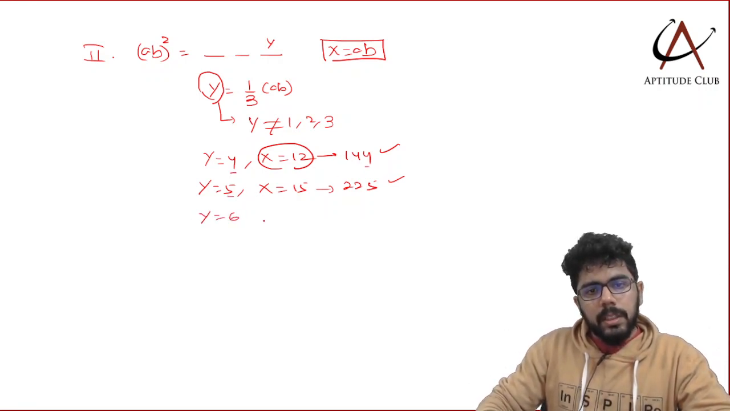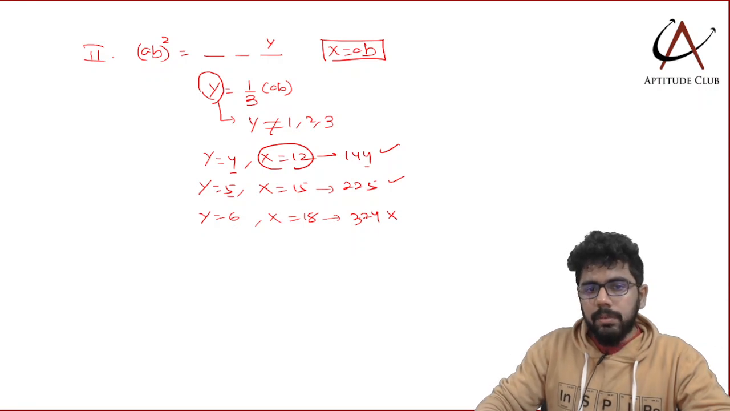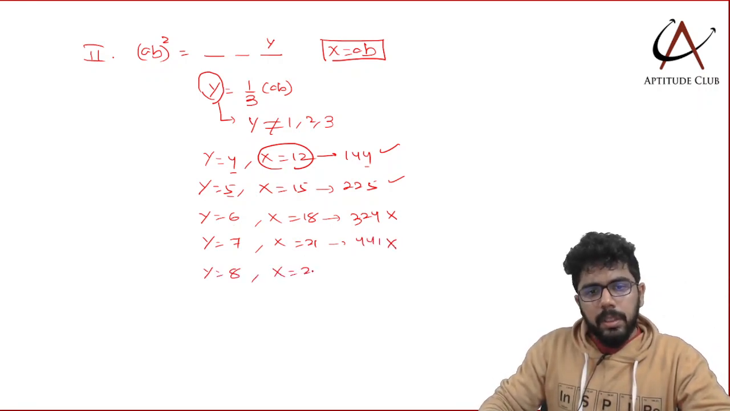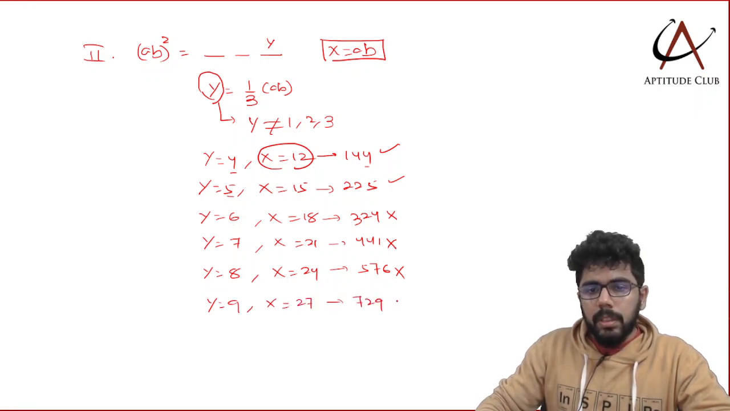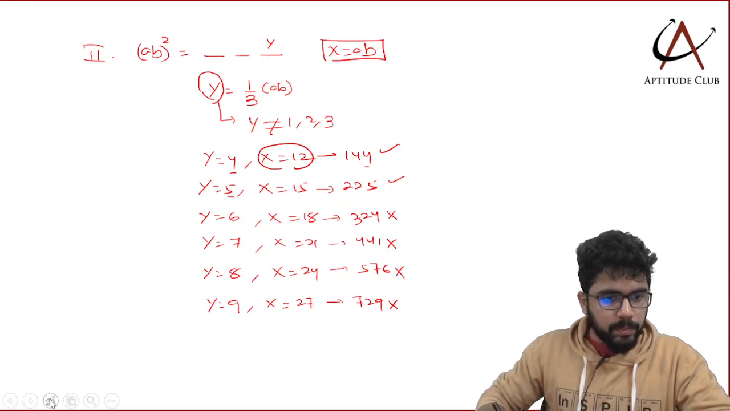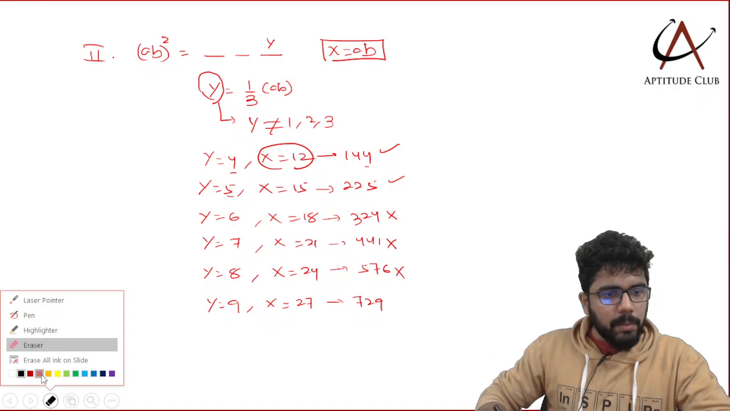If I take y as 6, x is 18, and 18 squared is 324. Now this is not possible because this is 6 and this is 4. y as 7 gives x as 21, whose square is 441. This is also not possible. y as 8 gives 24, whose square is 576, not possible. And y as 9 gives x as 27, whose square is 729. Sorry, this is possible. So I'm getting 3 possibilities here.